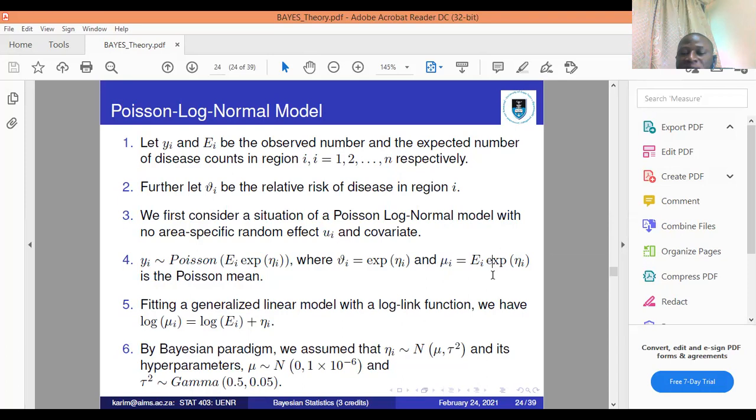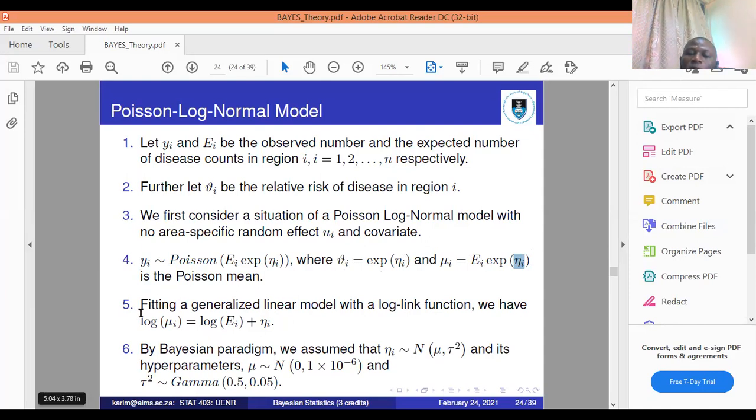Under regression, what name is given to the eta? You call it the linear predictor, right? So the eta is the linear predictor. You can look at it like beta naught plus beta 1 x1 plus beta 2 x2 plus beta 3 x3 and so on. So that is where the regression is coming in. We have expected cases, and instead of multiplying by the relative risk, we substitute the relative risk with the exponent of eta. And this eta is a linear combination of the parameter estimates.